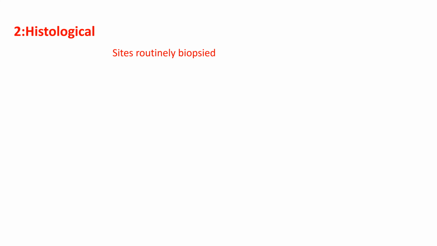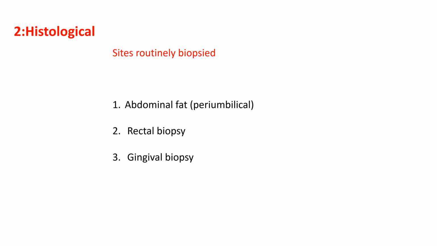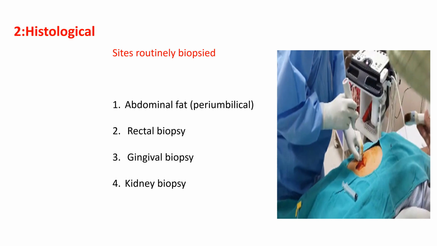What are the sites routinely biopsied for histological diagnosis of amyloidosis? In the department, we can very easily do abdominal fat, periumbilical, rectal biopsy, gingival biopsy, and at the end, kidney biopsy. Renal biopsy is an anodyne procedure, but if the biopsy is done, we are more than 90% sure of having a positive diagnosis.